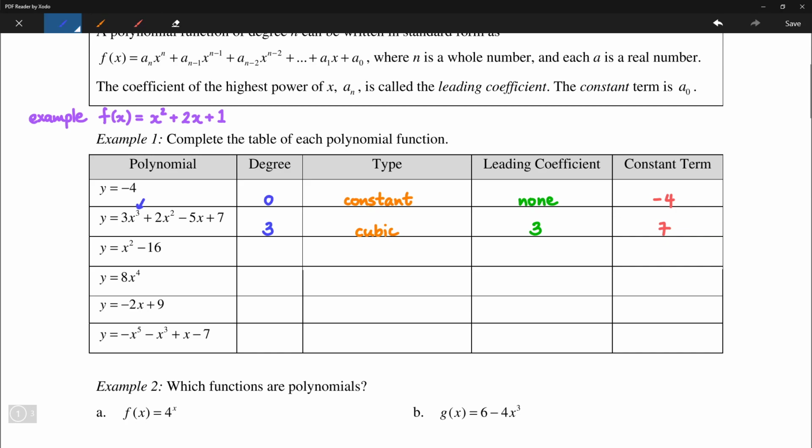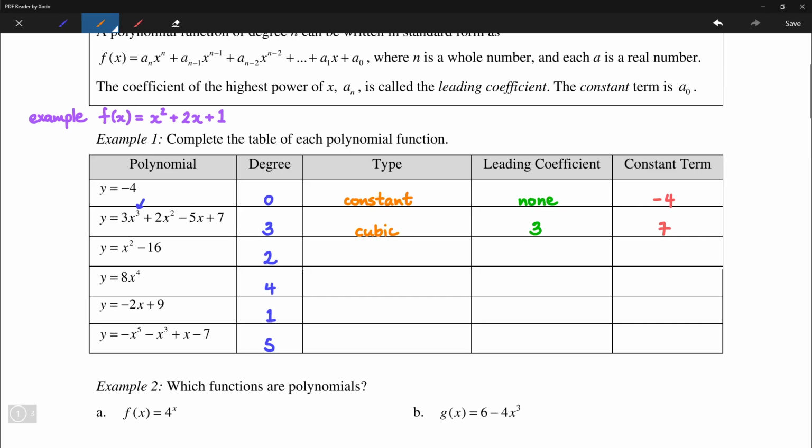Next up, we have x squared minus 16. The degree is 2. Then I'm just going to do this vertically. Afterwards, 8x to the 4th power is degree 4. Negative 2x plus 9 is degree 1. And finally, the last polynomial is degree 5.